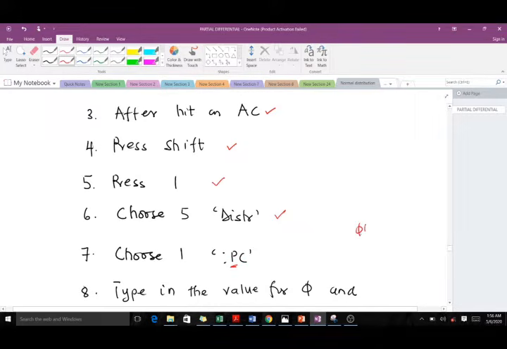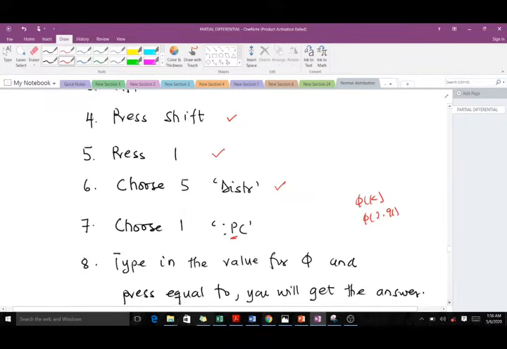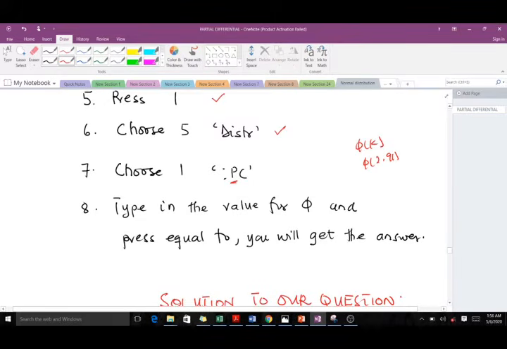So let's say it is phi of k, you type k there. It is phi of 2.91. You type 2.91 and press the equal to sign, and you will get your answer. Okay, so that's the procedure.